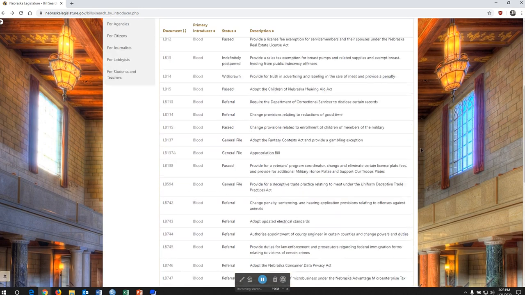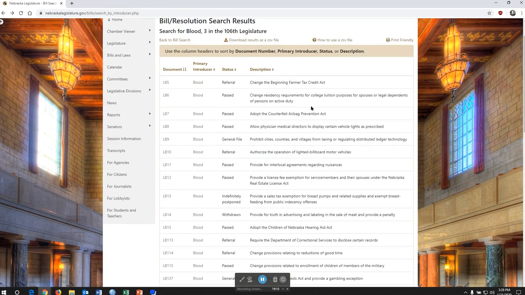So here's what you'll see. Again, Senator Blood, you're going to see the status of the bill that she introduced in either 2019 or 2020. So look at the status column. We have referral, it was referred to a committee. We have passed. That means it was passed by the legislature. Still doesn't tell us whether the governor signed it or vetoed it, but it is passed by the legislature.